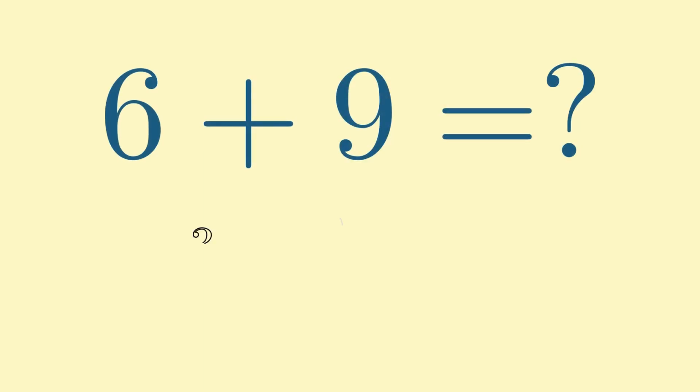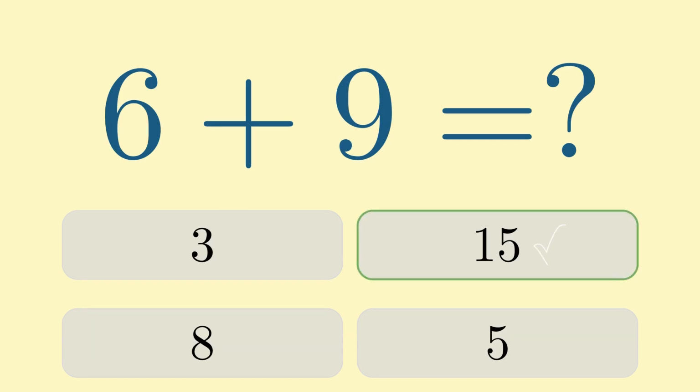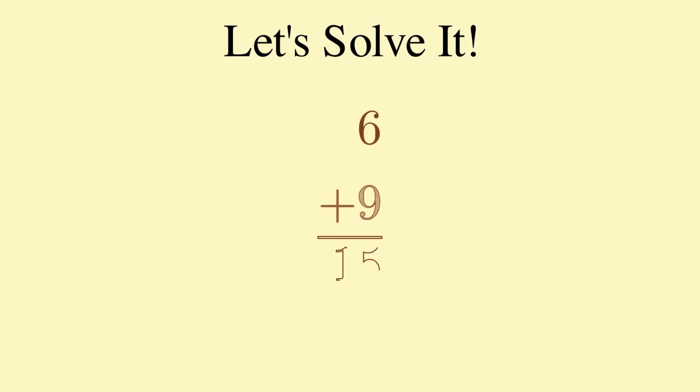Take a look at the 4 answer choices below. You have 5 seconds to choose the correct answer. 5, 4, 3, 2, 1. Time's up. The correct answer is 15. Now, let's see how we got this answer. When adding 6 and 9, we align them in column format. 6 plus 9 equals 15.